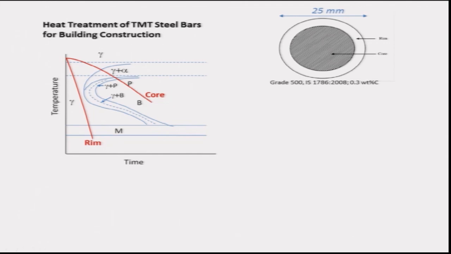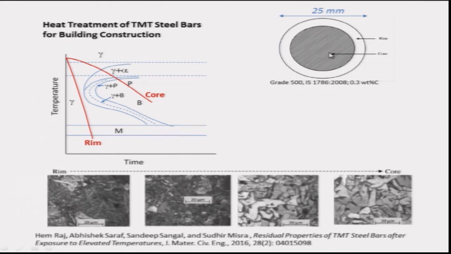In fact, you will get a gradation of structure right from the surface to the core, and these are the kind of microstructures you get. Right at the rim, it is a martensitic structure, and towards the core, it is a ferrite-pearlite structure. So, as a result, you have a hard surface outside and a soft core inside.